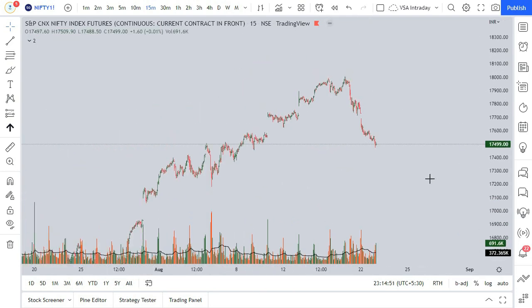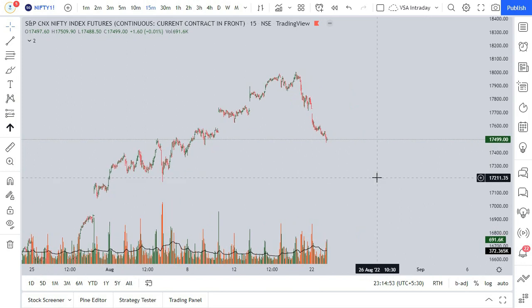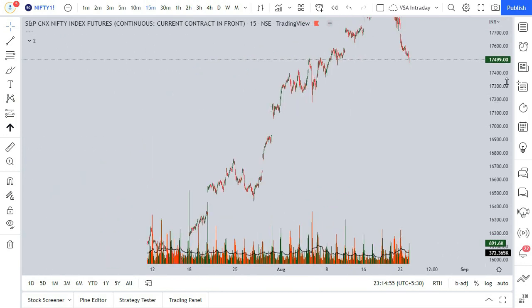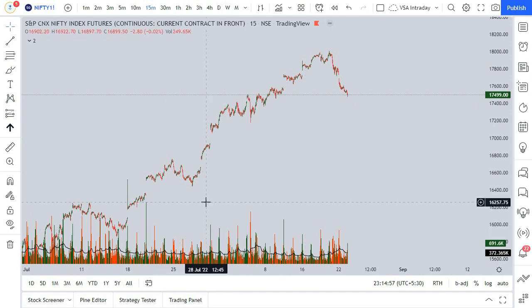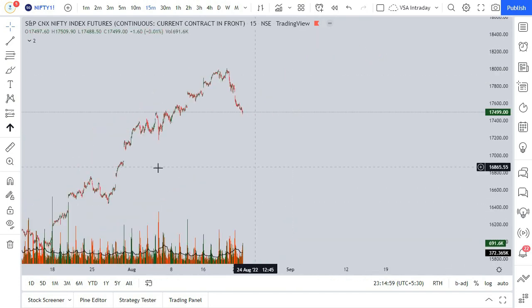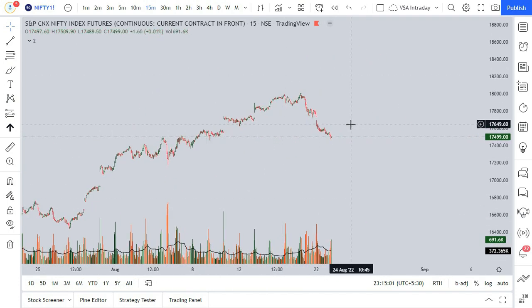So that could be one of the analyses for most of the traders right there. Even, let's assume, if you are an Elliott wave trader, you would have thought that this was sort of a correction and the market might create higher highs from here. So that could be your assumption, but let's analyze the market in a bigger picture, right?